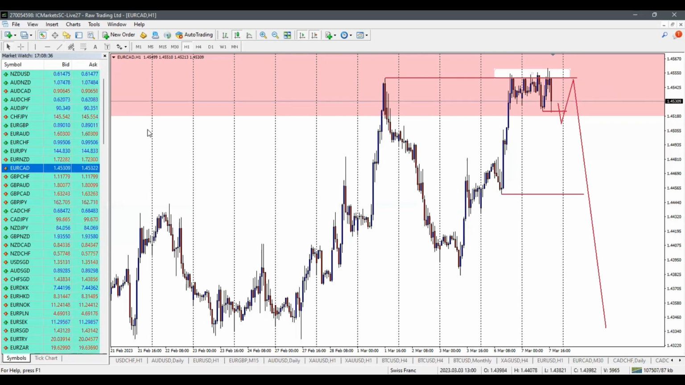Out of the pairs I'm expecting the price to give us. Okay, and structurally, we have two options for a break of market structure, either from here or from here. Either of these will give us a market structure break and a return for entry into supply.